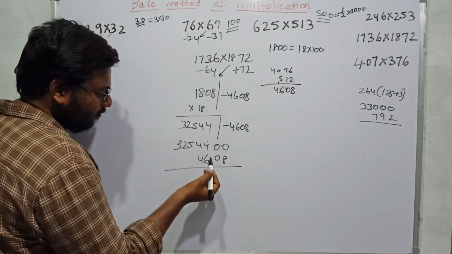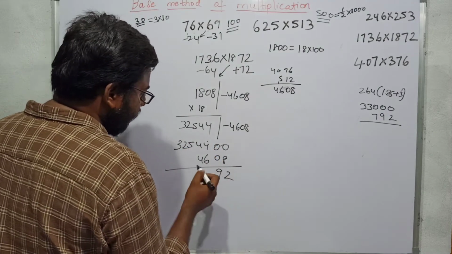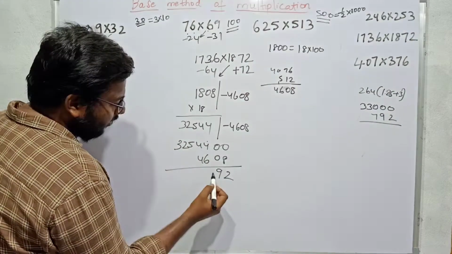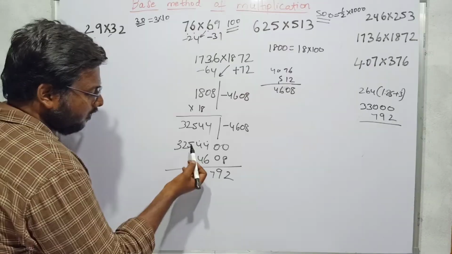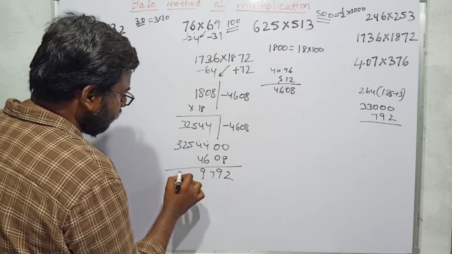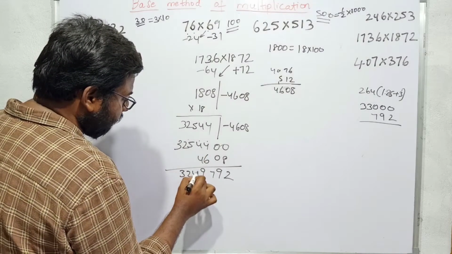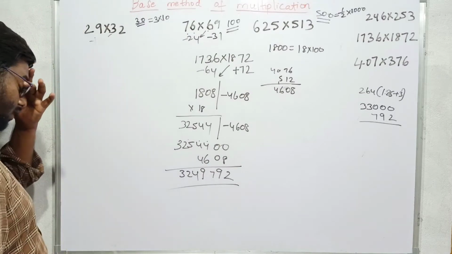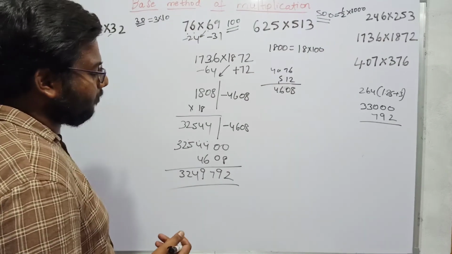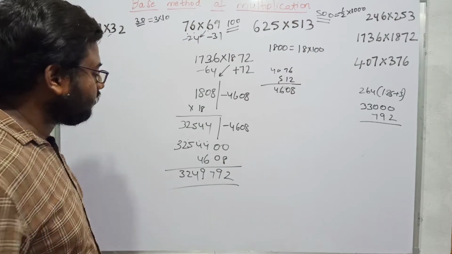So if I take 100, I will get here 92. If I took 1, here 13 will be there, 13 minus 6 is 7. I took 1, and here 13 will be there, 13 minus 4 is 9. This is 32, and here I took 1. 3249792. You will get the same result. There won't be any difference in the result.